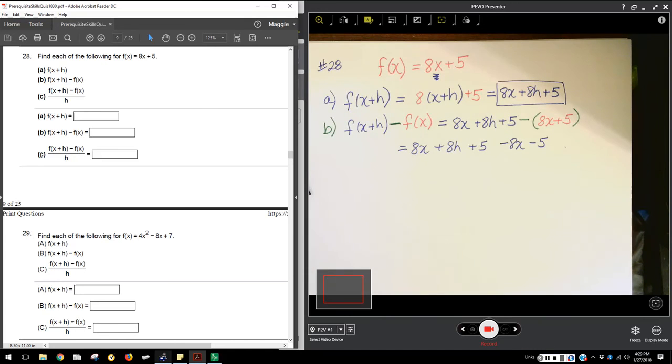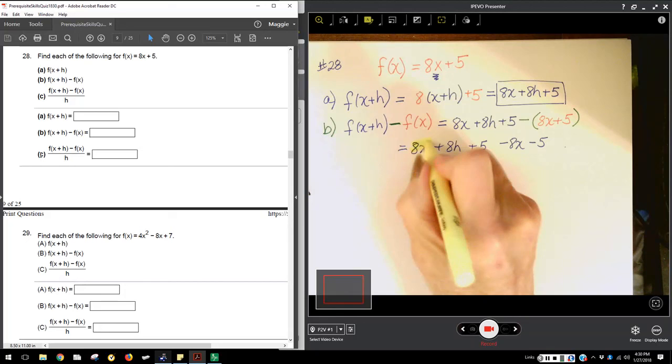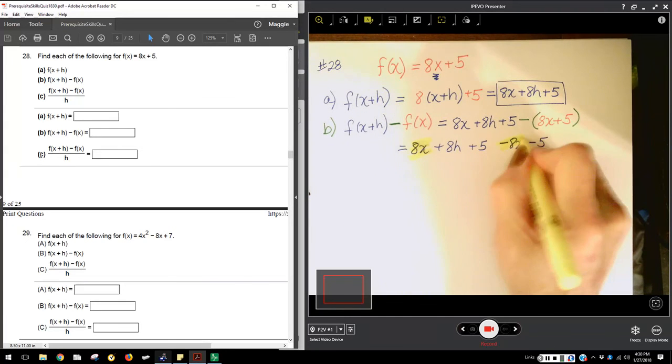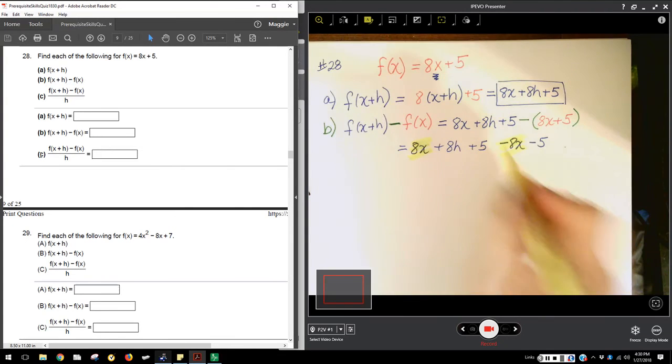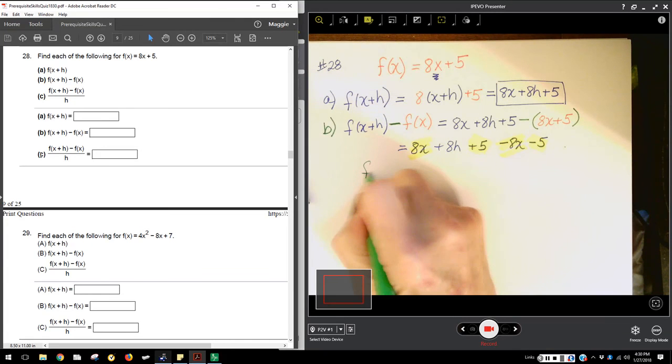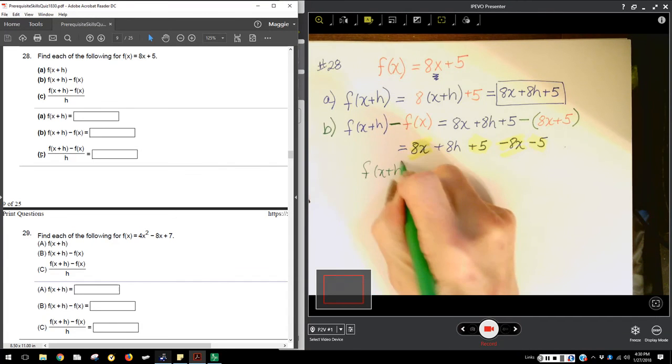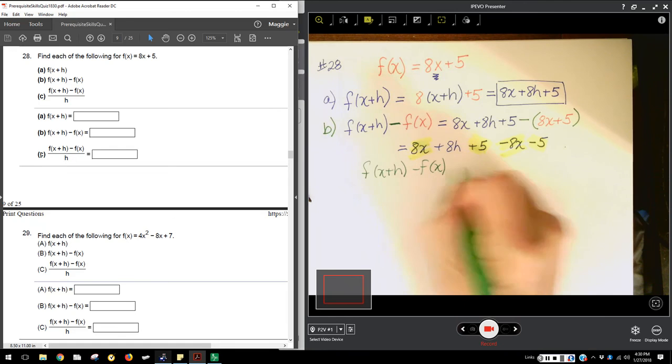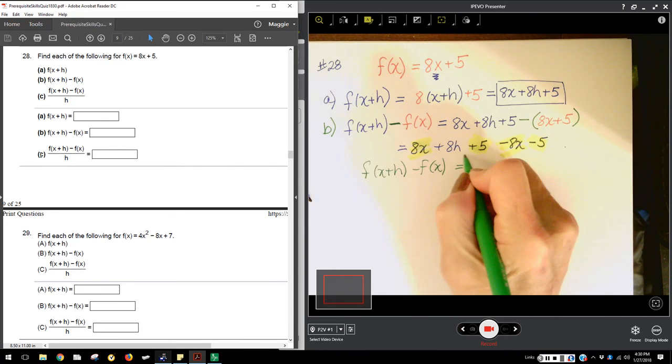And what I will see happen is that 8x minus 8x will disappear. And 5 minus 5 will disappear, because they've canceled each other out. So that means that f of x plus h minus f of x is actually only equal to 8h.